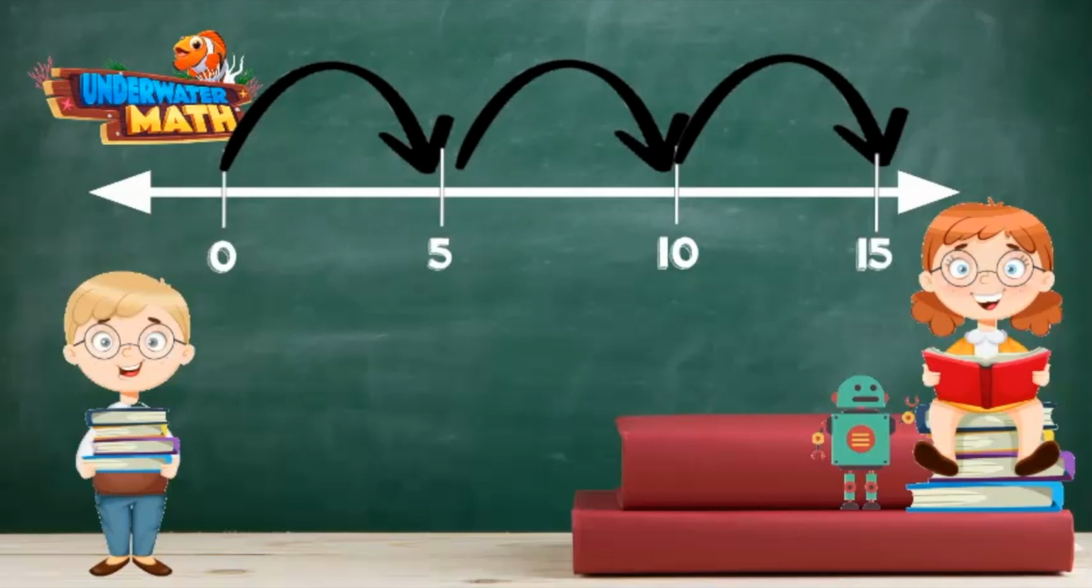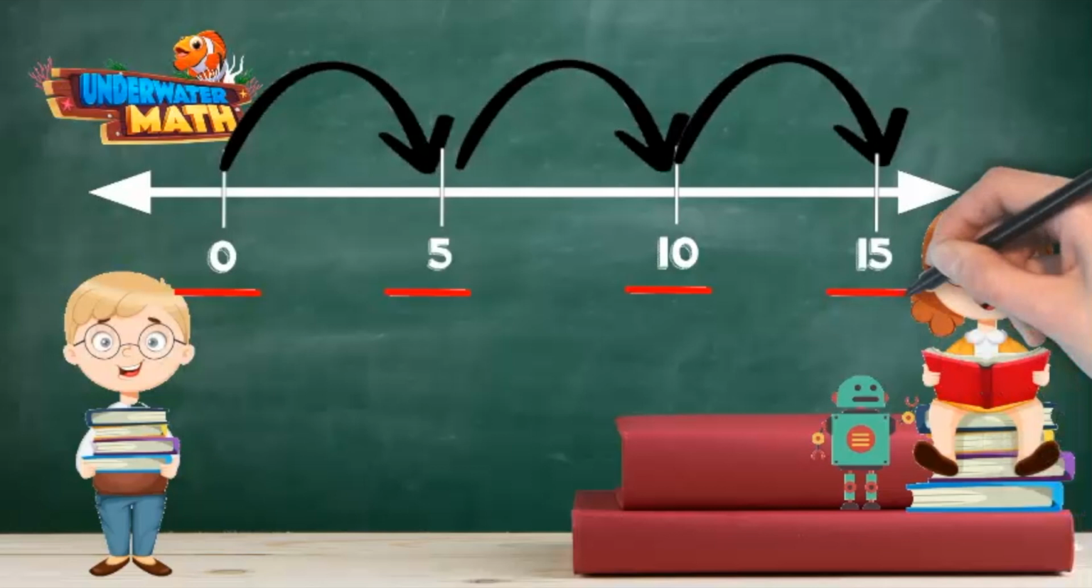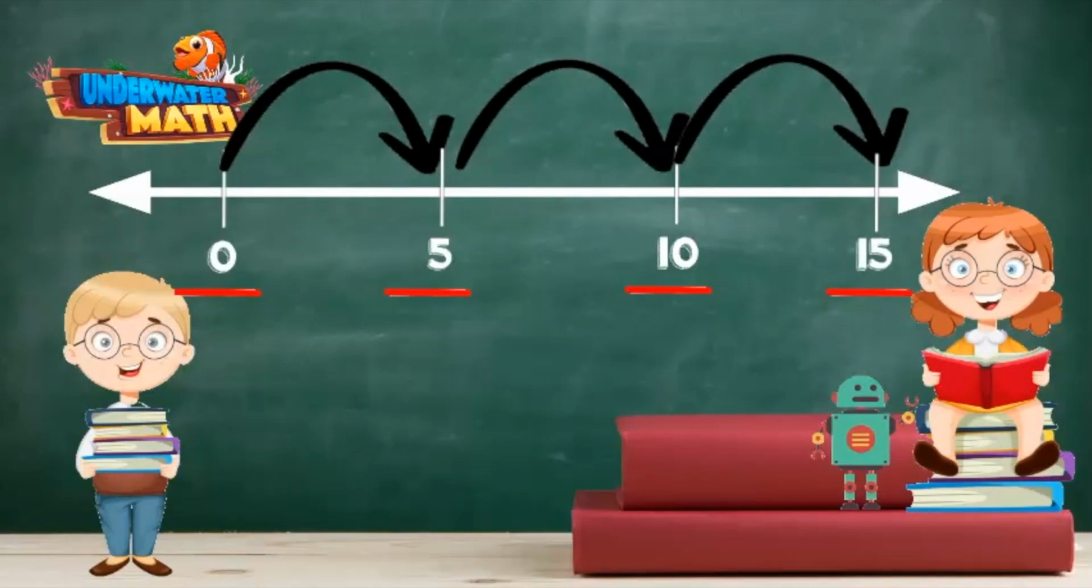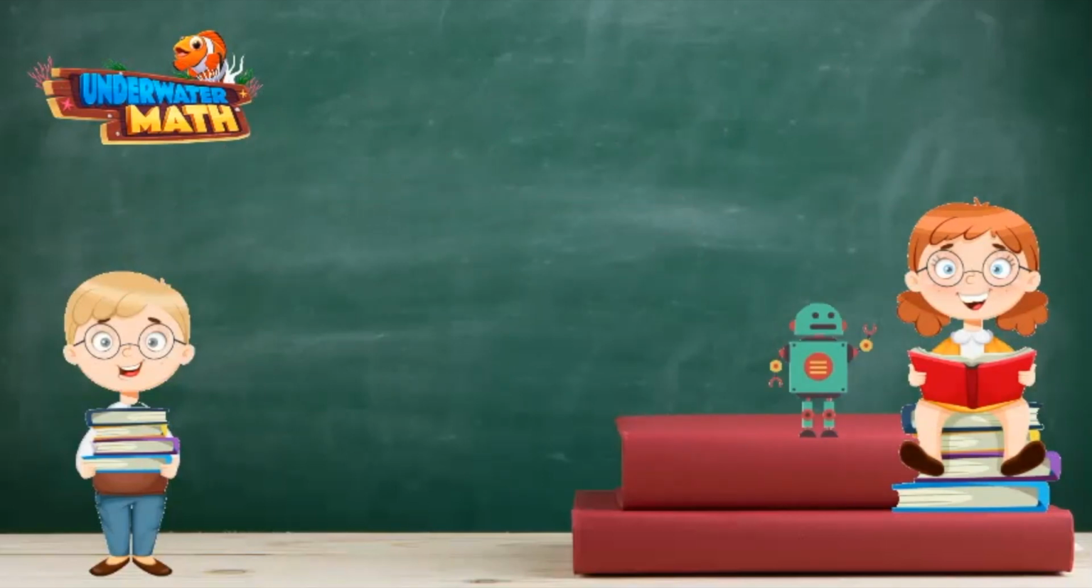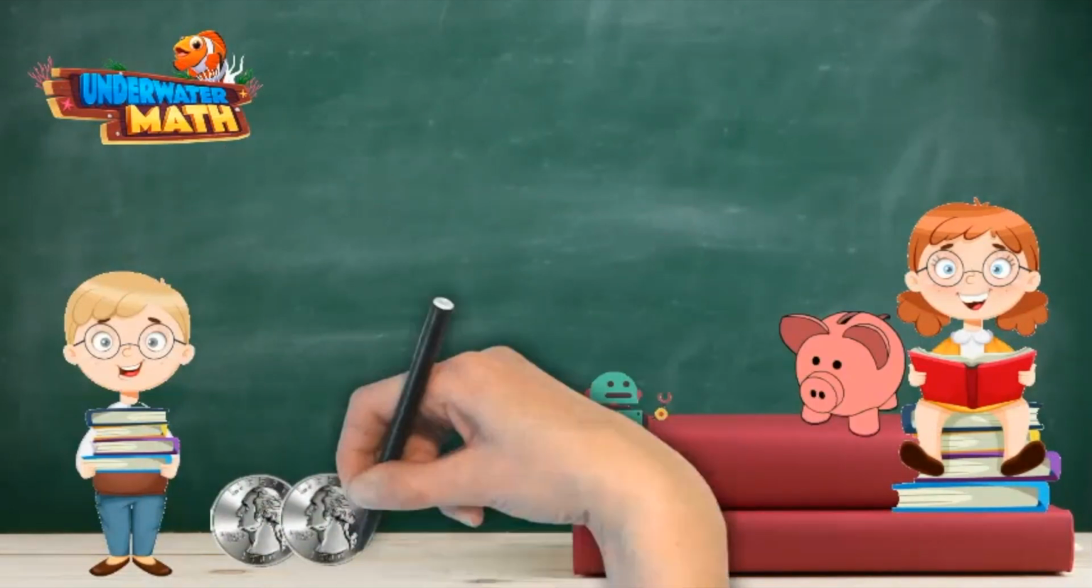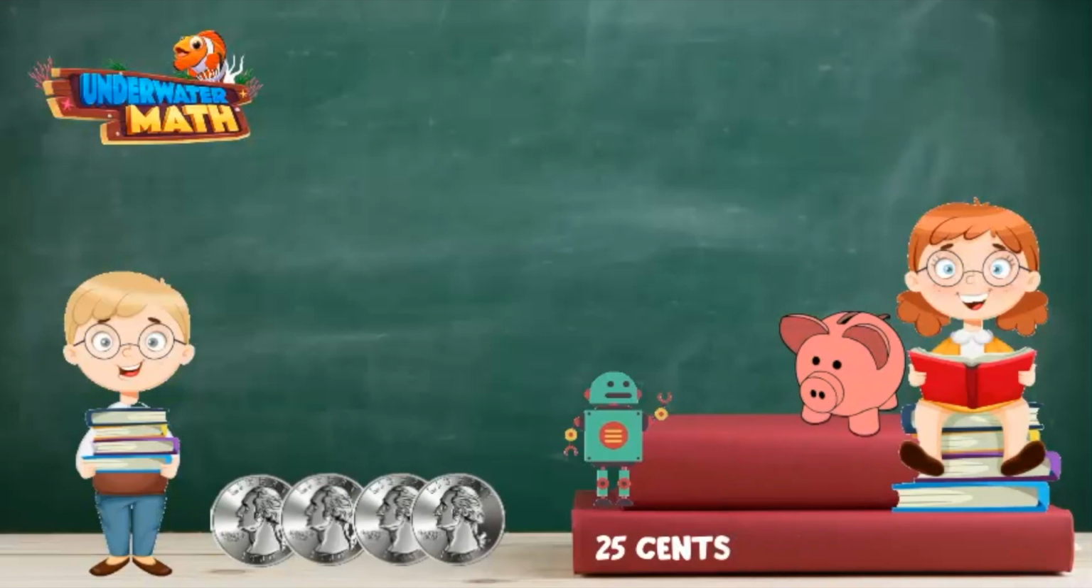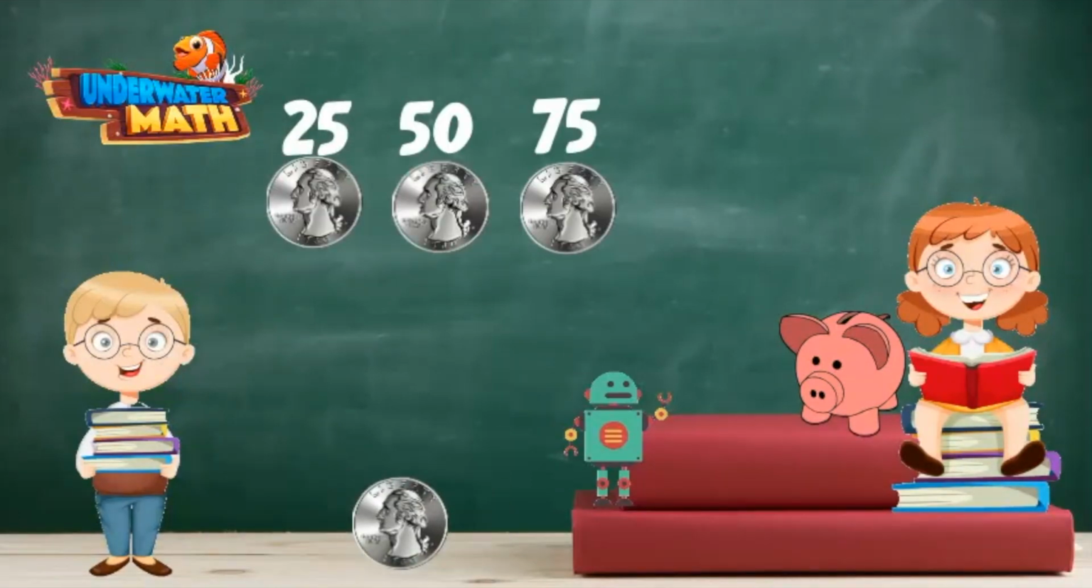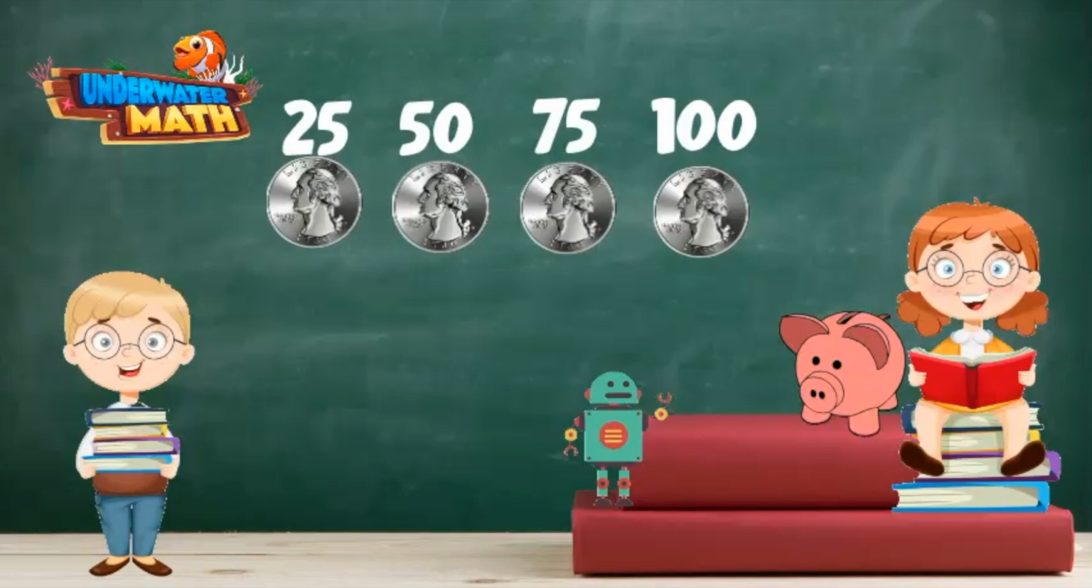Oh wow! Colin, did you notice that the numbers only end in 0 or 5? I noticed that when I skip count by 25 as well. I have a pile of quarters here from my piggy bank to count. Each quarter is worth 25 cents. 25, 50, 75, 100. I have 100 cents or $1.